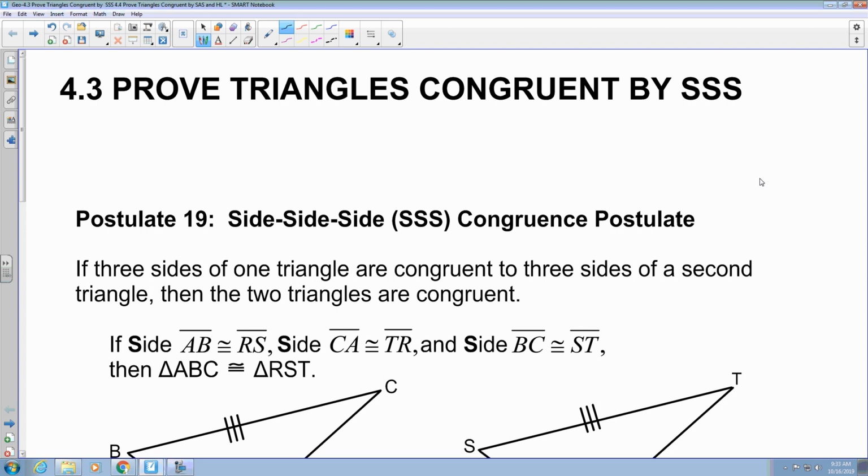All right, we're in section 4.3 where we're going to prove triangles are congruent by SSS. SSS stands for side, side, side. And we have a postulate that talks about side, side, side congruency, which states that if three sides of one triangle are congruent to three sides of a second triangle, then the two triangles are congruent.